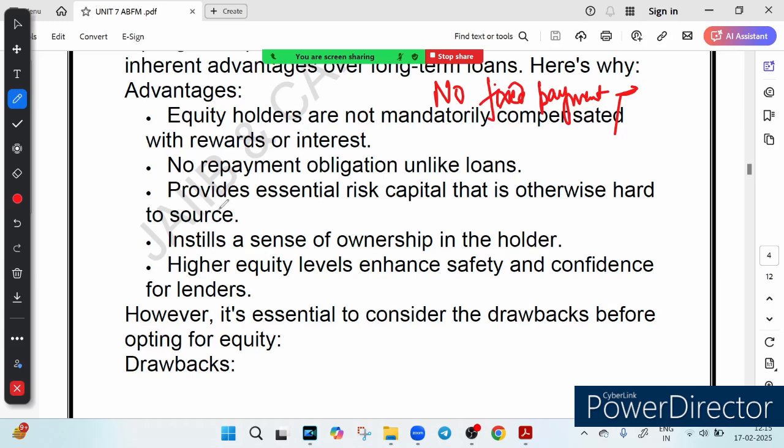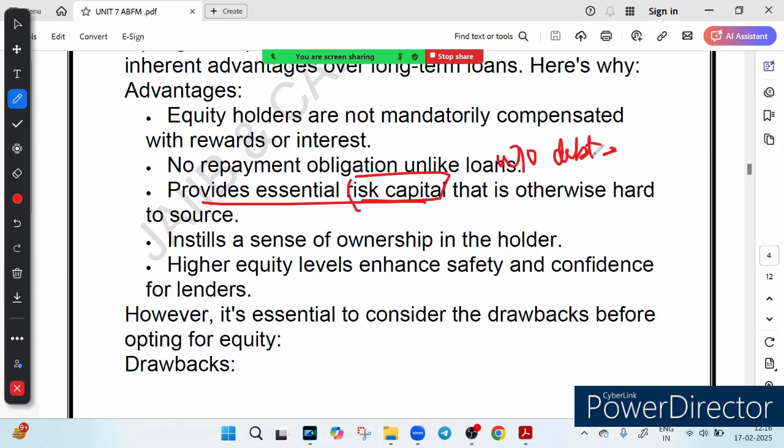Second, no repayment stress. Loans need to be repaid no matter what, even if the company struggles, but with equity there is no repayment obligation, right? So this is one of the major advantages. The third advantage is that it provides risk capital without debt.